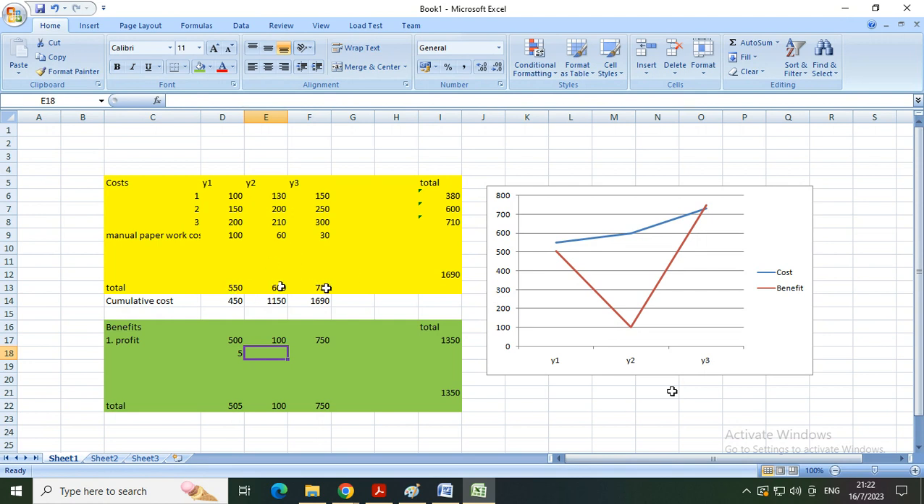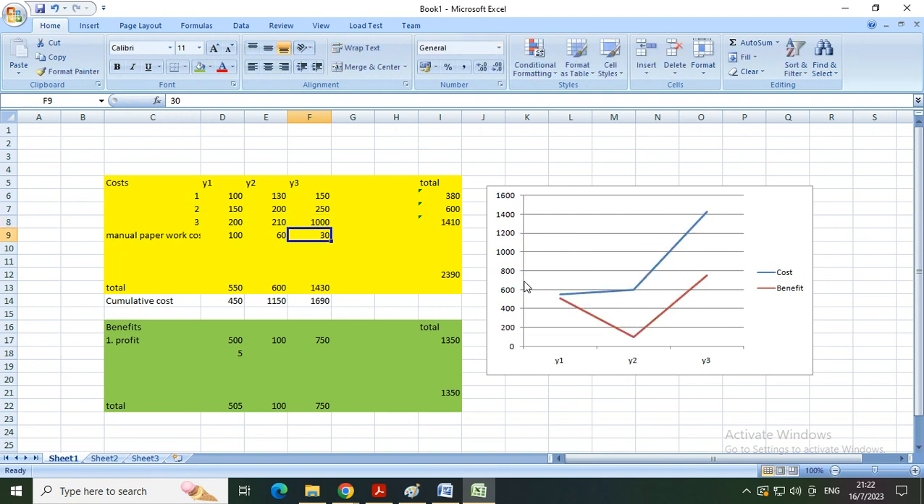Suppose suddenly the total cost is increased very much, say 1000. The graph will show it like that. So this is basically the cost benefit analysis.